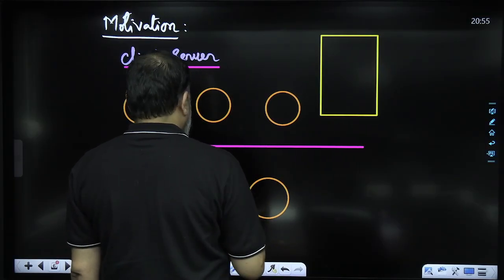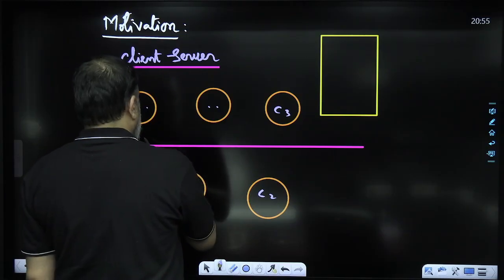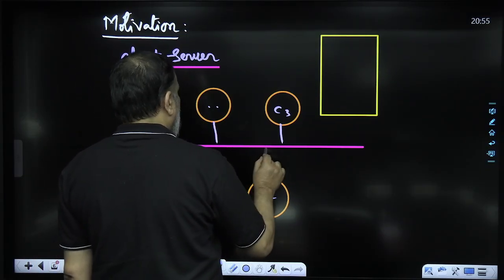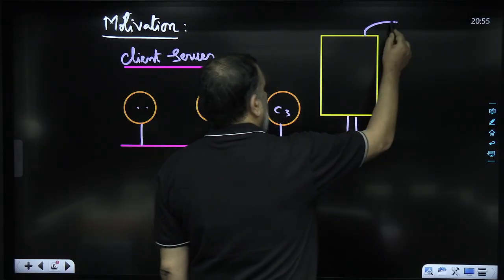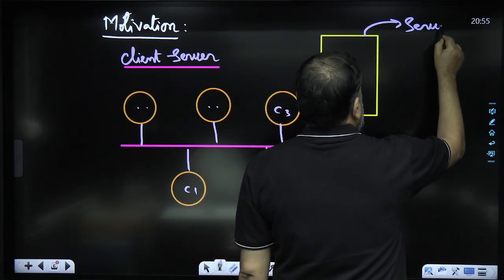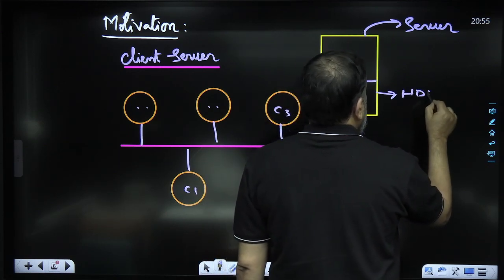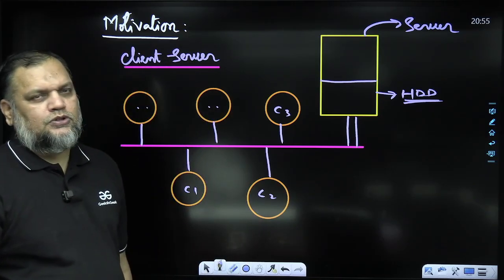So this client 1, client 2, client 3, and so on. All these clients are connected to the network. You can even imagine that these clients are diskless and this is a server machine, which is having a huge hard disk drive. And this hard disk drive contains some database or some resource, maybe web server or some resource.